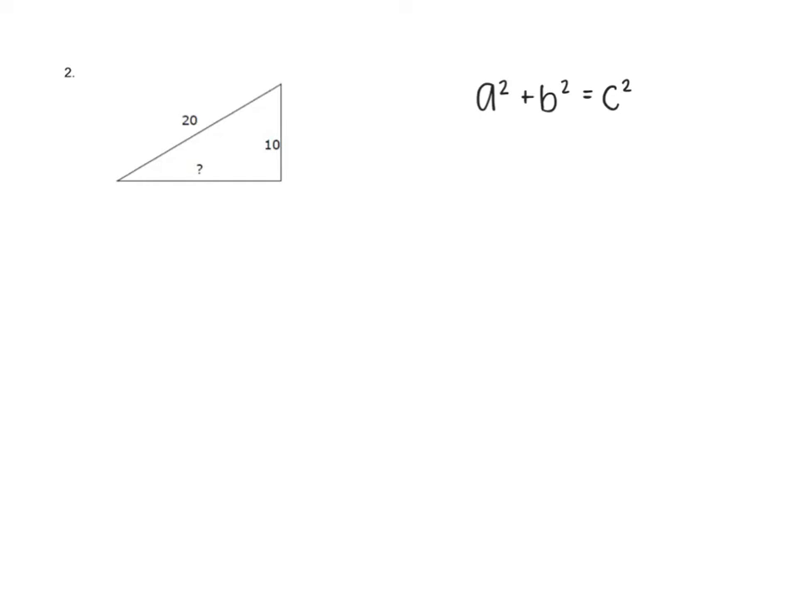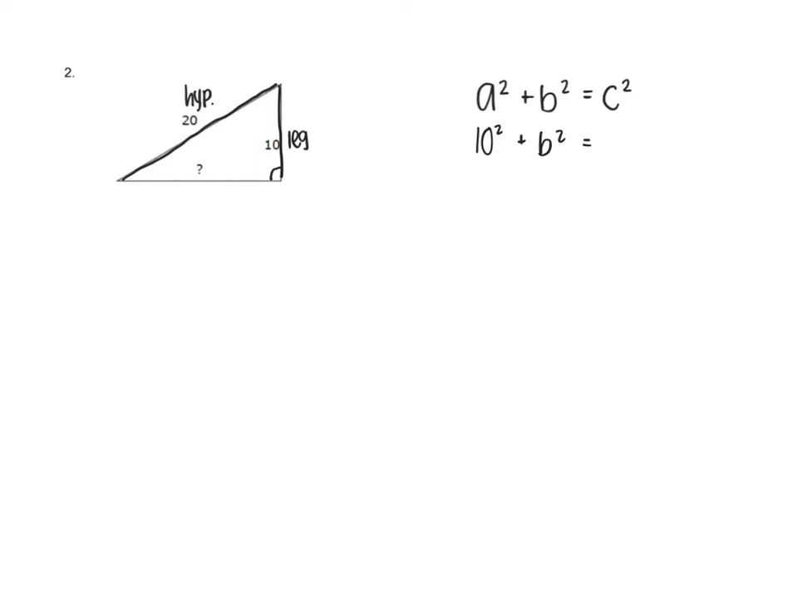For number 2, we're going to start with our equation again, and we're going to identify what values we were given. So we were given 10 and 20, with our right angle being right here. So 10 is a leg, and 20 is our hypotenuse. So we can use either A or B to represent 10. I'm going to choose A. And we're going to substitute in the values we know.